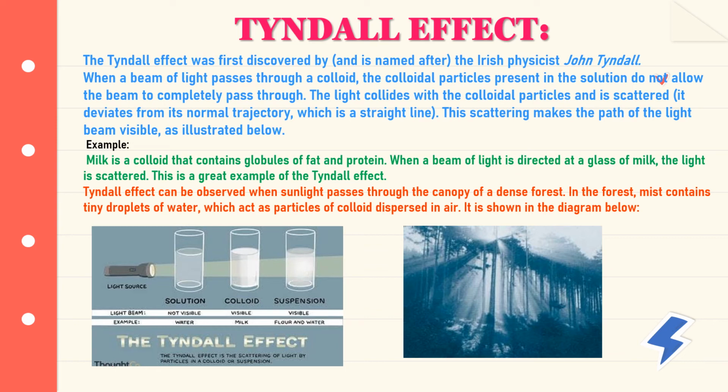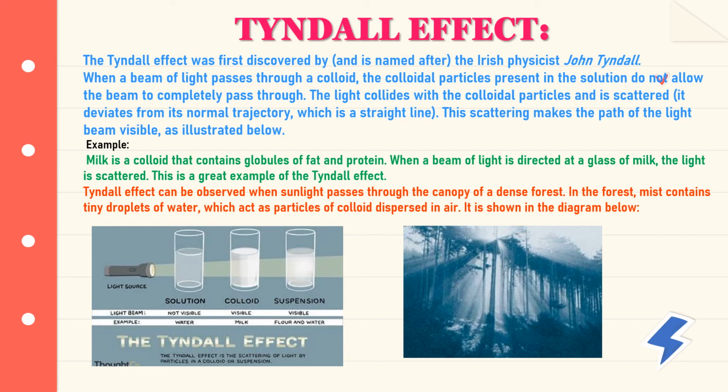And what he said is that when a beam of light passes through a colloid or a colloidal solution, the colloidal particles present in the solution do not allow the beam to completely pass through. So the light collides with the colloidal particles and is scattered. And this scattering makes the path of the light beam visible, as you can see over here in the picture. The Tyndall effect is being shown.